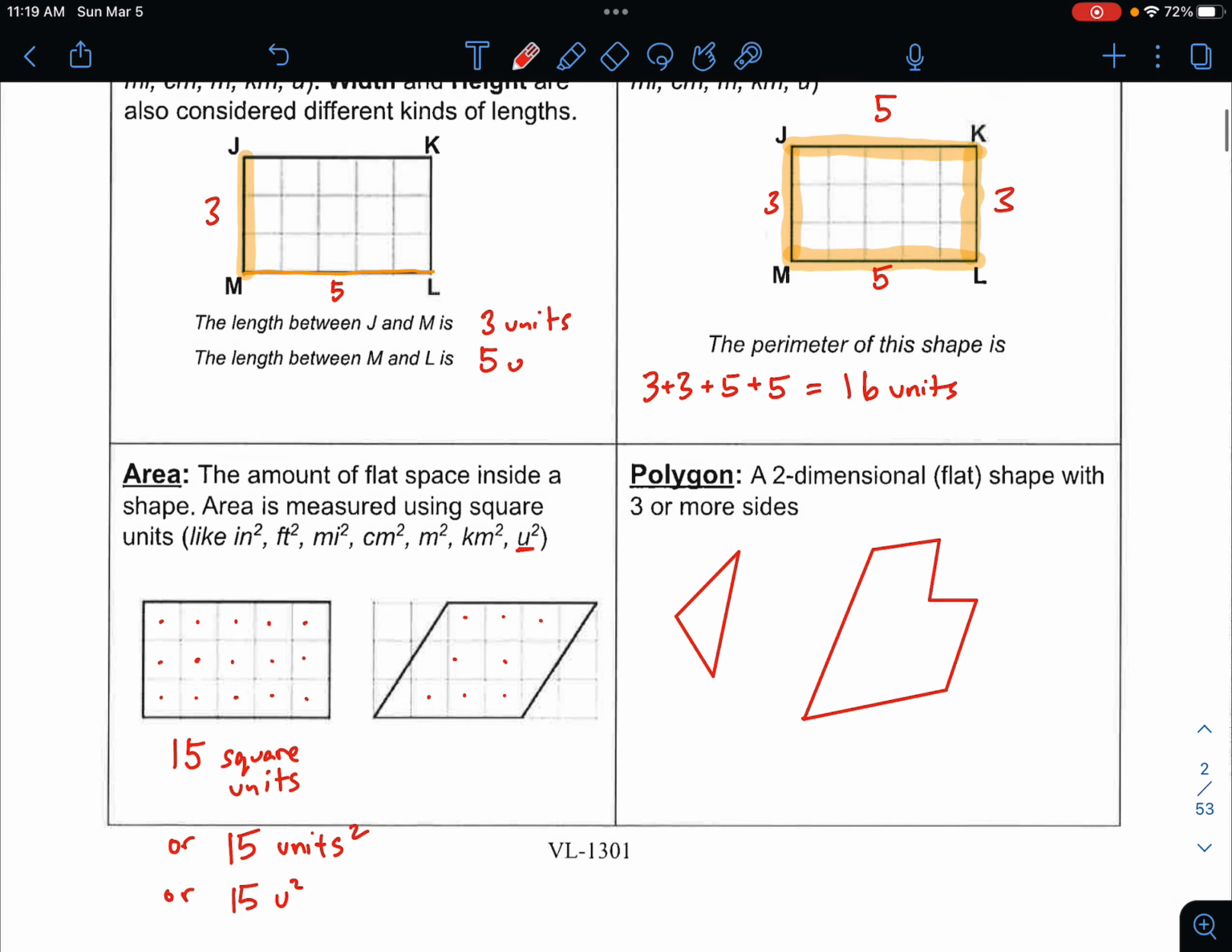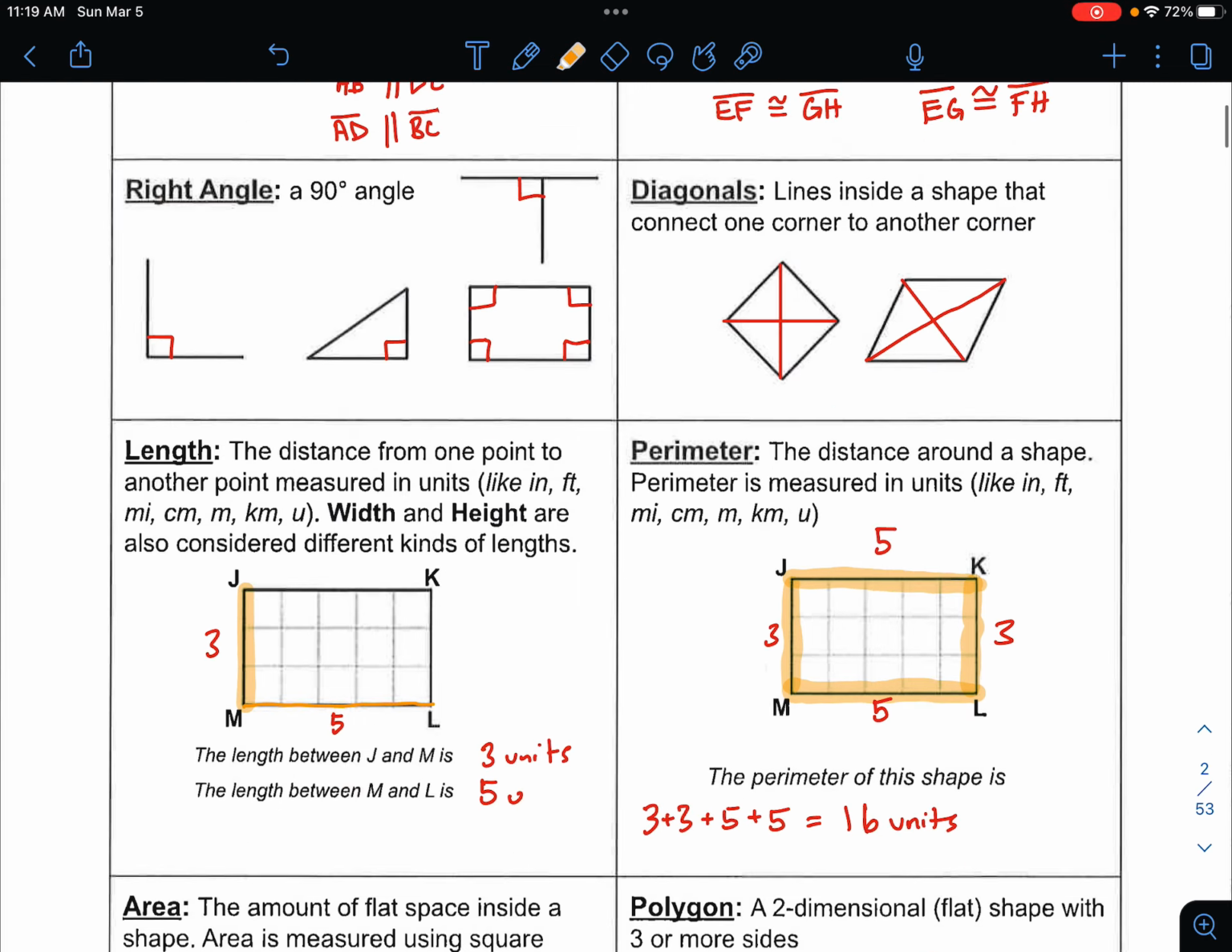And that's it. That is our vocabulary. Common polygons are triangles. We've also got rectangles and squares and parallelograms, trapezoids, octagons, all of those things. But you can also get pretty wacky, like this shape right here.